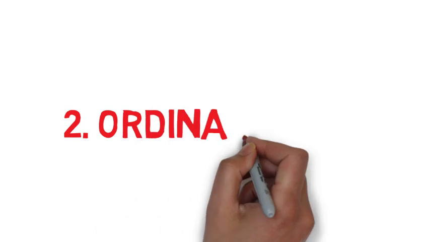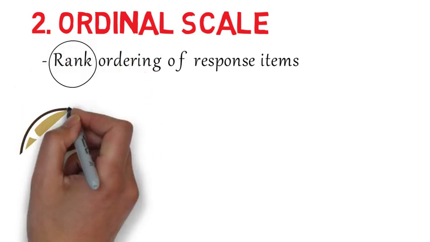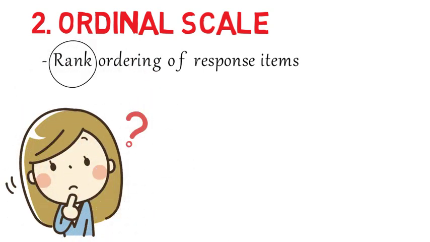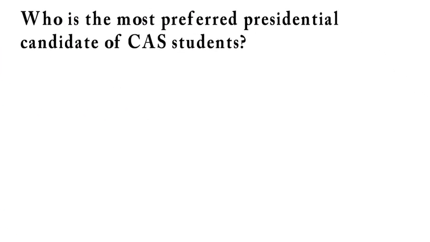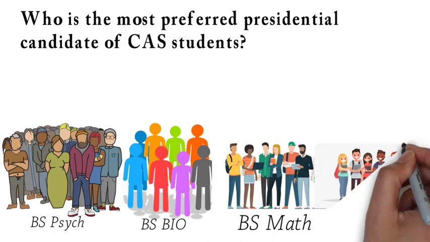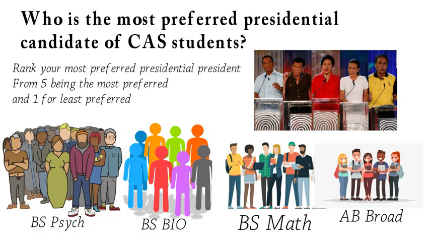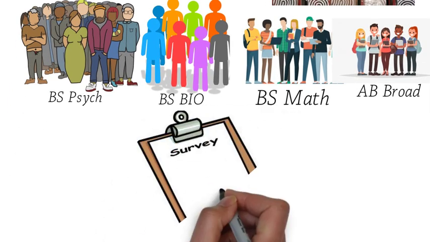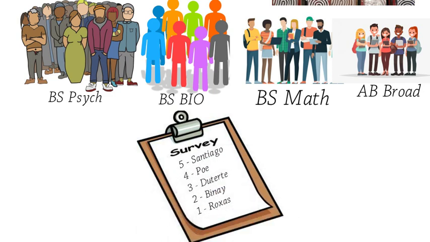Now let's talk about ordinal scales. It is a rank ordering of response items. Tandaan nyo guys ang word na rank sa ordinal. Let me give you another example. I wanted to know kung sino ang pinaka-preferred na tatakbong presidente ng mga CAS students. So I randomly asked 50 students from each department and pinarank ko sa kanila ang mga candidates which are Duterte, Rojas, Poe, Binay, and Santiago, from 5 being the most preferred and 1 ang least preferred.